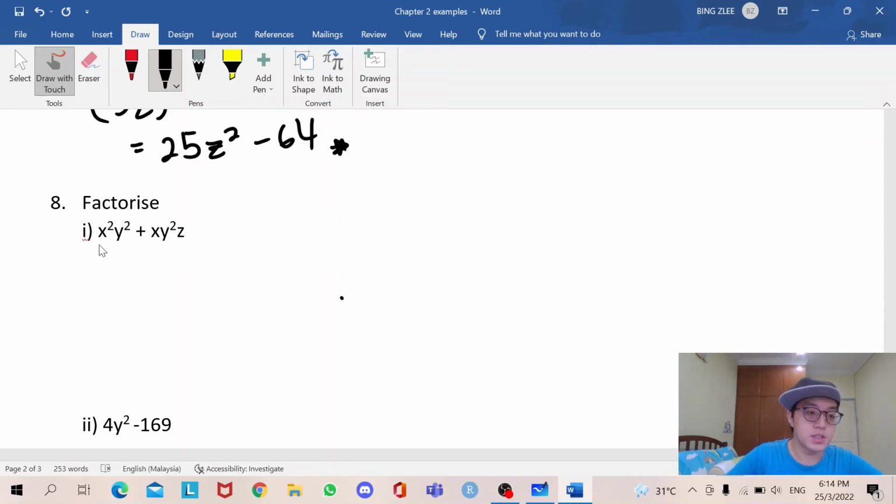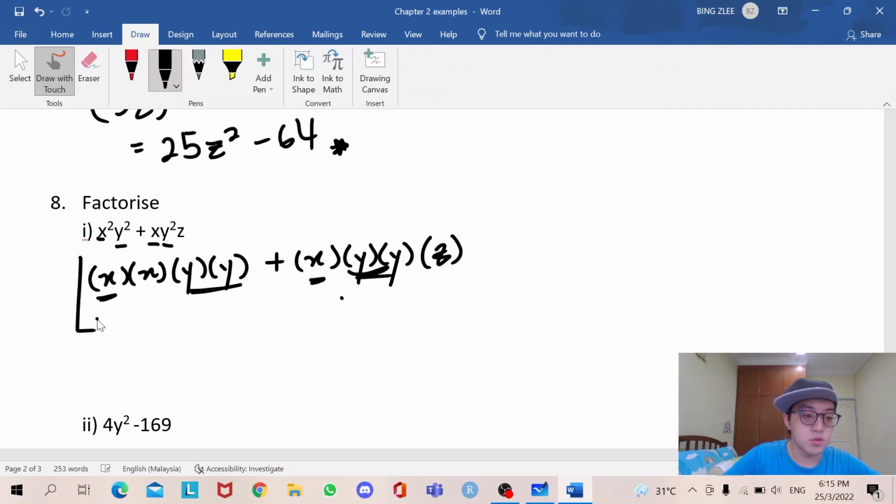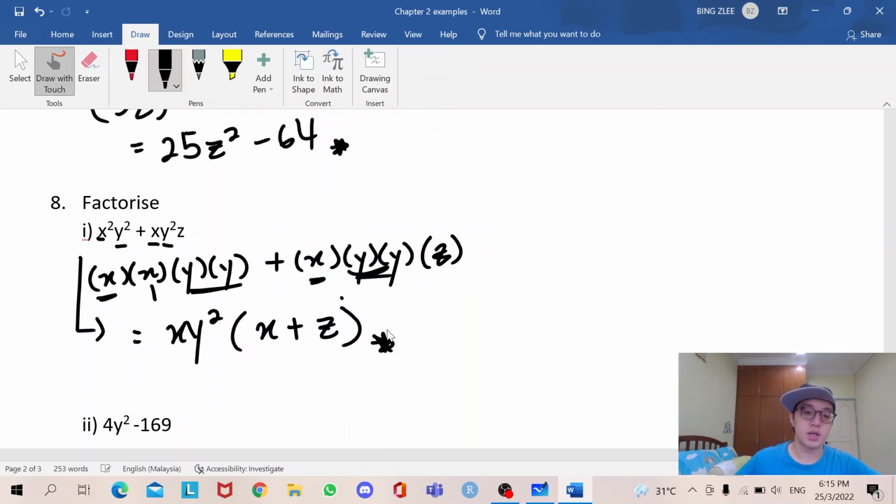How do you factorize this? First thing, we need to look for common terms. So each of them has an x, and each of them has a y squared. So since the first one here has two x's and two y's, the second one has only one x, two y's, and one z. So we are only taking one x from both of them and both their y's. So this will be equals to xy squared. You did not take the x here, so it's (x plus z). So this is how you factorize.